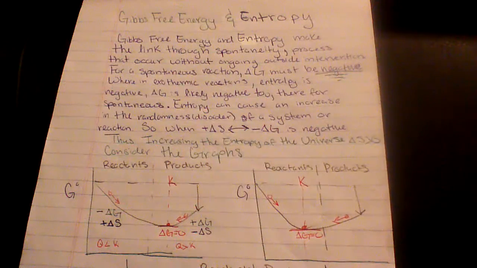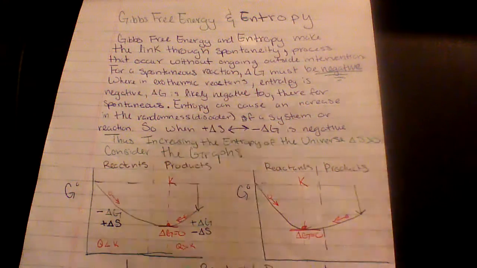So going back to Gibbs free energy and entropy, if you look at exothermic reactions, enthalpy is negative, so when enthalpy is negative, delta G is likely to be negative too, and therefore that reaction process is going to be spontaneous. So from that point, entropy can cause an increase in the randomness or disorder of a system or reaction.